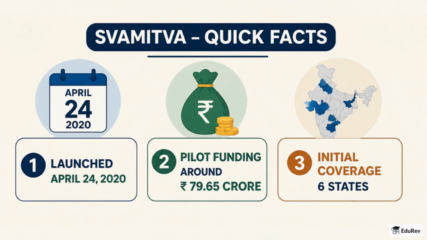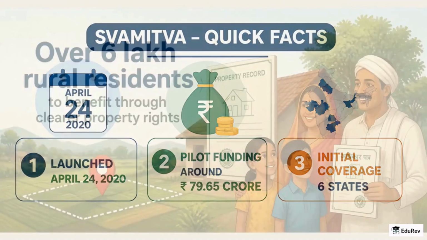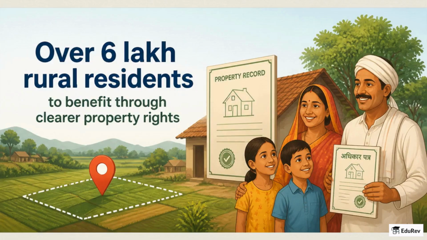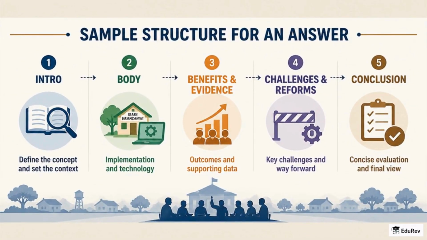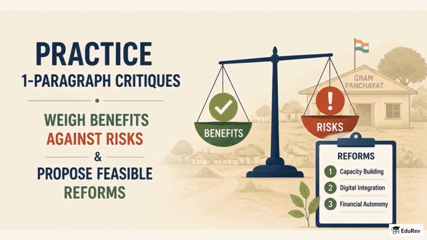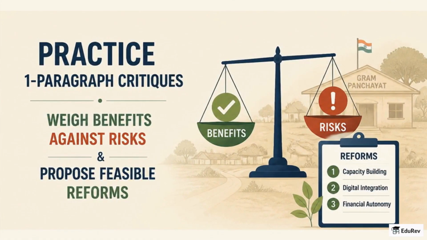Launch date April 24, 2020. Pilot funding around Rs 79.65 crore and initial coverage in 6 states. Also remember the projected beneficiary figure. The pilot aimed to potentially help over 6 lakh rural residents through clearer property rights. Sample structure for an answer. Intro with definition, body with implementation and tech, benefits and evidence, challenges and reforms, and a concise concluding evaluation. Practice framing one-paragraph critiques where you weigh benefits against risks and propose 2 or 3 feasible reforms.